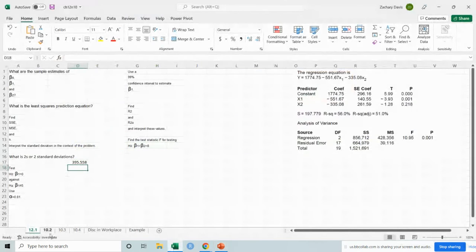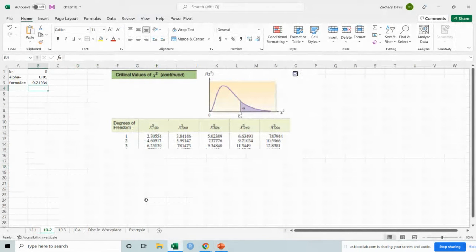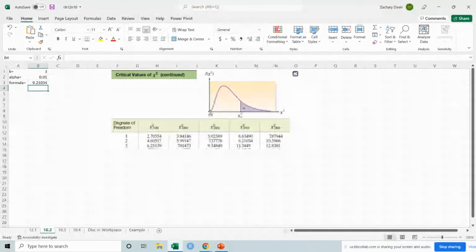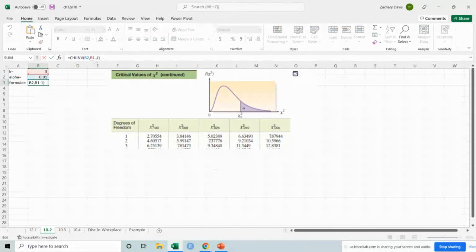Let's see, I think I have an example for that. Okay, so we have our chi-square curve, and let's say we wanted to look up some particular value. If we have k equals 3, that means we have 3 categories, and we want to look at alpha equals 0.01. You have to use k minus 1 degrees of freedom, and you look up the value of the alpha.